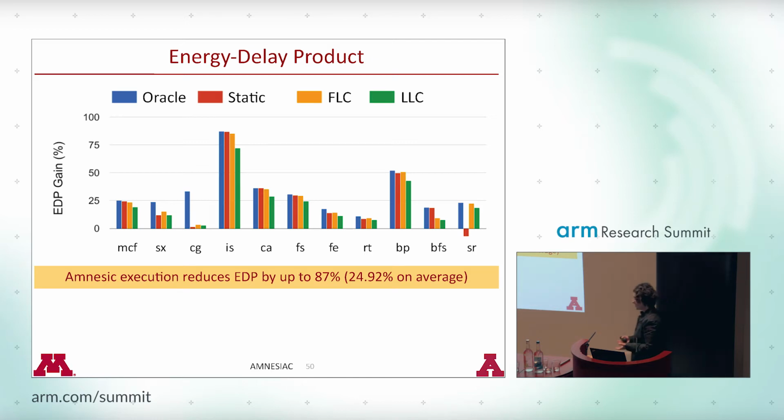Now, what is the stellar example for amnesic execution? An application which features many energy-hungry loads and at the same time where the corresponding recomputing slices are short. So the recomputation overhead proportionally wouldn't be excessive in this case. The 85% is coming from an application which exactly shows these characteristics, which is IS, and SR, where we see the negative gain, shows the exact opposite profile.